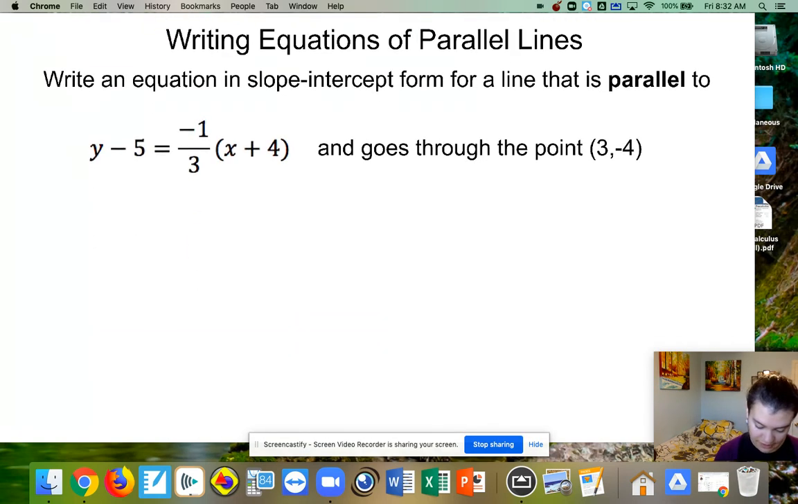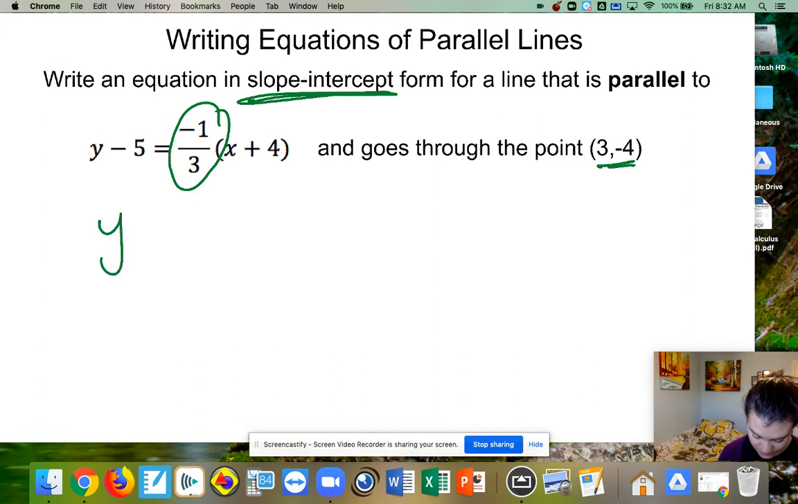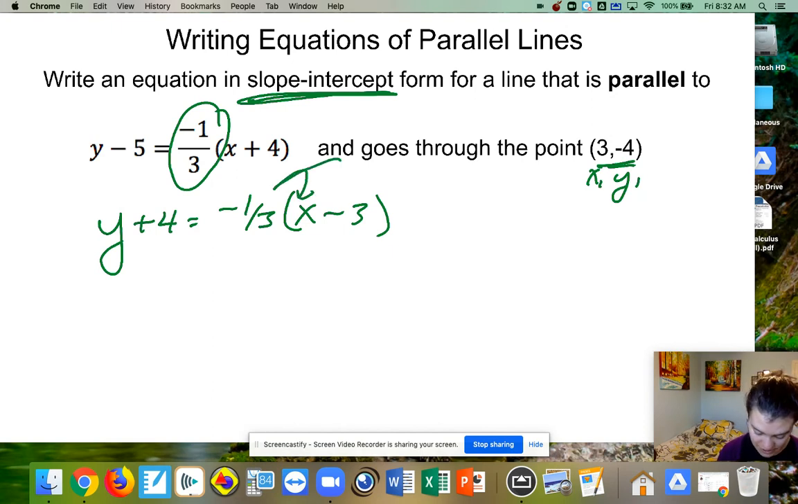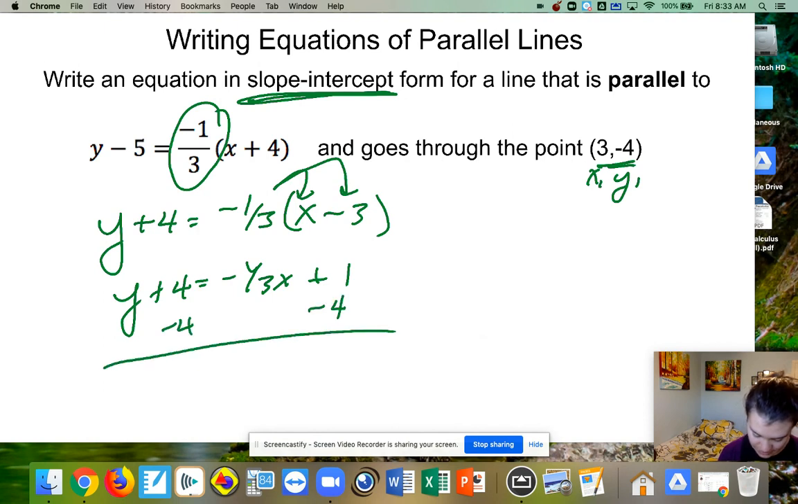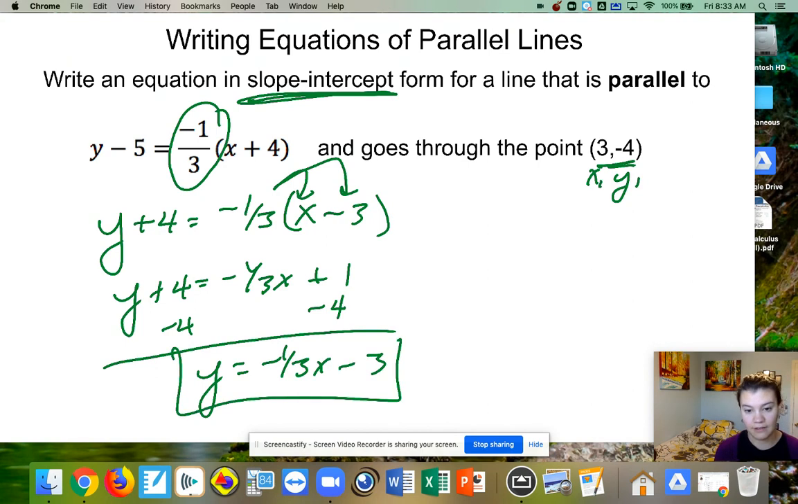All right, so we want to write an equation in slope-intercept form. So again, we need to pull out the slope, and then we have our point here. So the slope is going to be the same because it's parallel. And then we have x1, y1, so y plus 4 equals negative a third times x minus 3. And then you can simplify, distribute this in. Y plus 4 equals negative a third x plus 1. Now you can subtract 4 from both sides. Y equals negative a third x minus 3. And there you are.